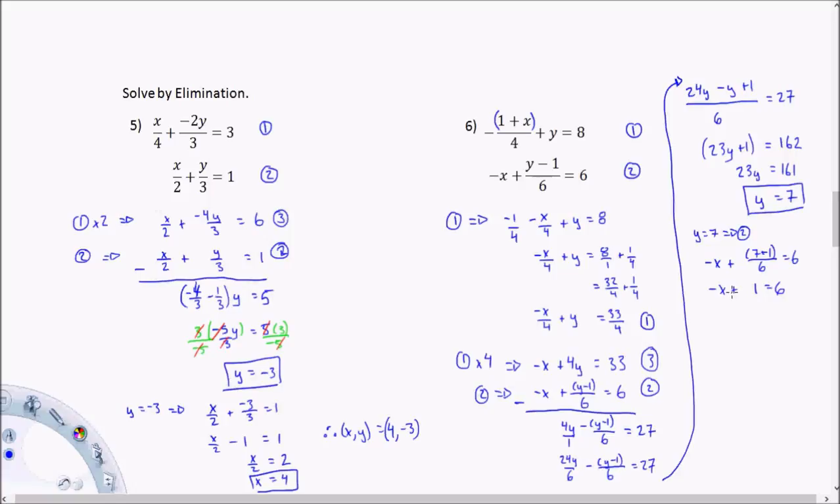And then we want to subtract 1 from both sides, so we would end up with negative x equals 5. And then we want to divide both sides by negative 1. And we'd isolate for x, where x would be equal to negative 5. Therefore, x comma y is equal to negative 5 comma 7.